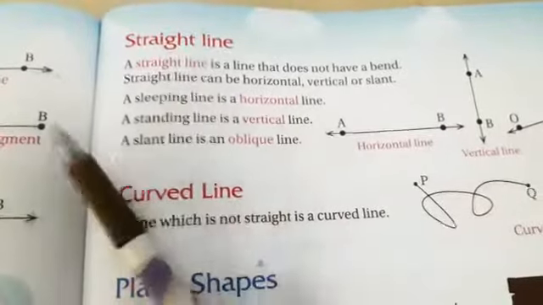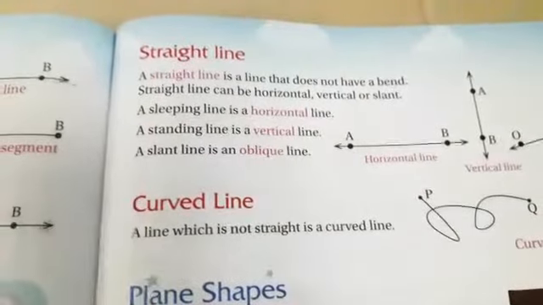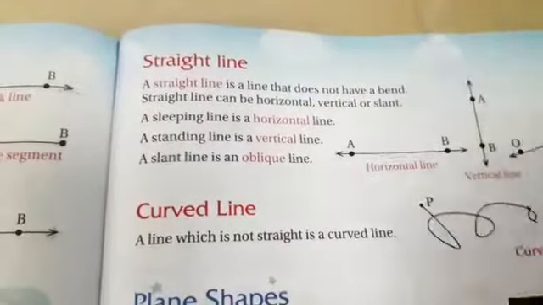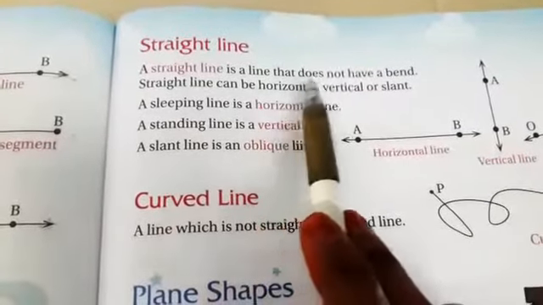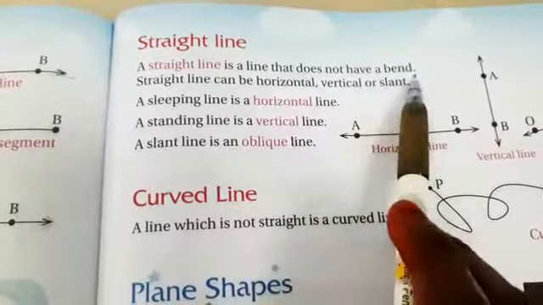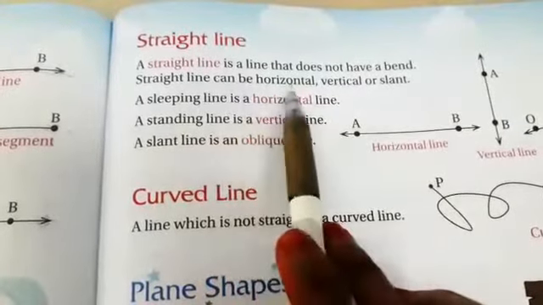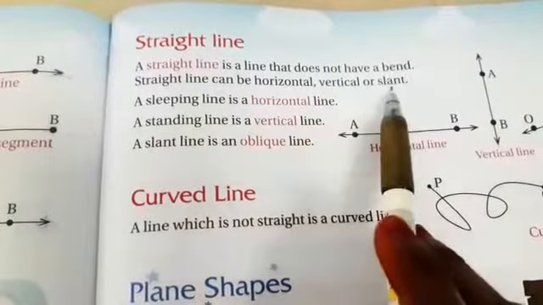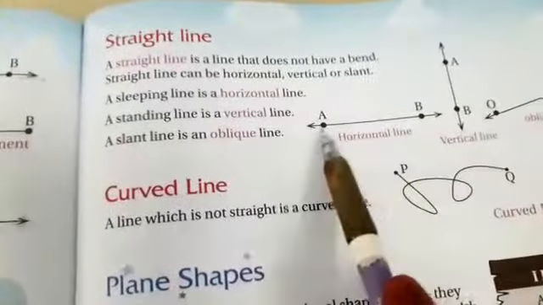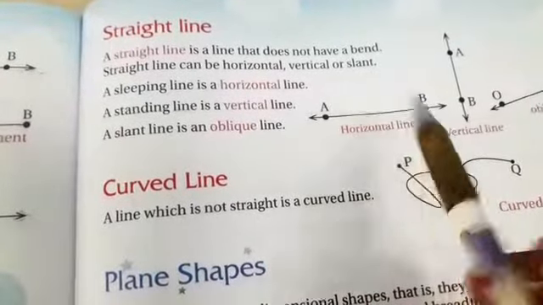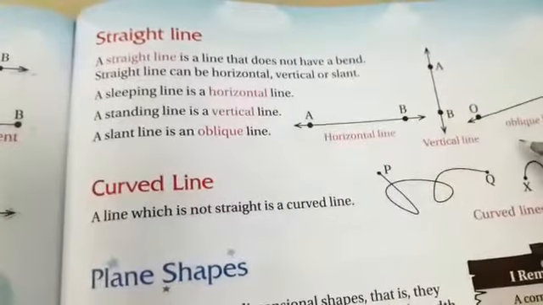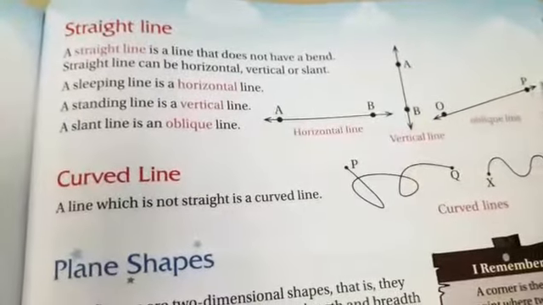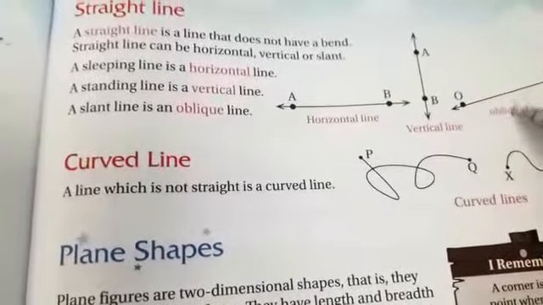Next, straight line. A straight line is a line that does not have a bend. A straight line can be horizontal, vertical or slant. Three types: a sleeping line is horizontal, a standing line is vertical, and a slant line is oblique.